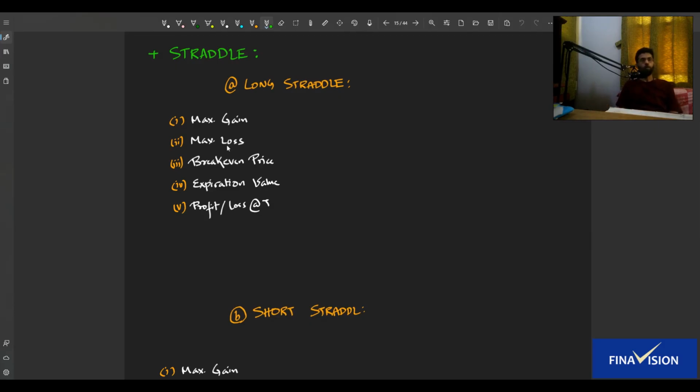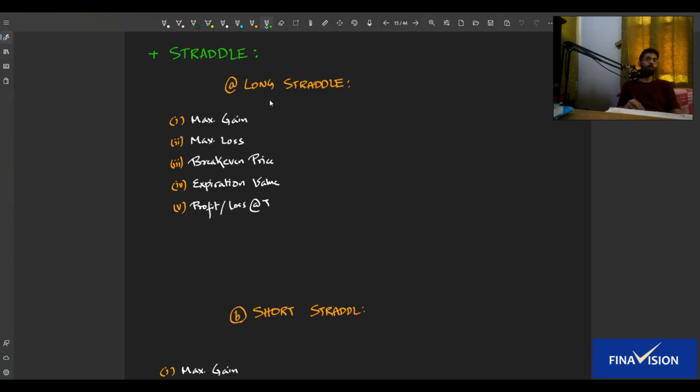Now friends, we'll talk about this new strategy which is called the straddle. Initially when we were doing the bull spread and bear spread, we were basically betting on the stock going up or down. Now what if we do not want to bet on the direction? We just want to bet on the volatility, that the volatility either is going to go up or it is going to come down, right? Now in that case, the strategy that we may apply is the straddle.